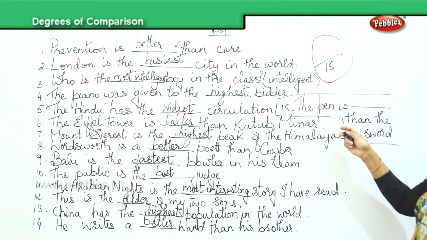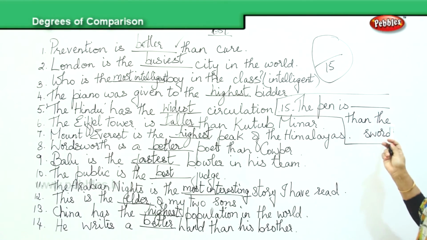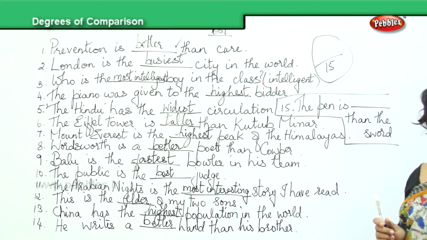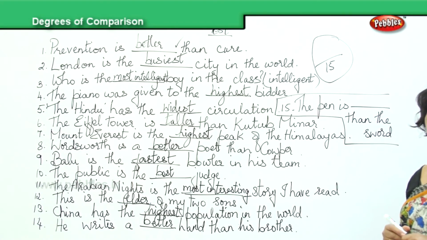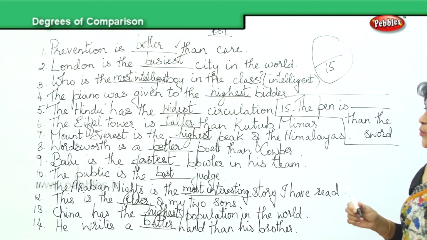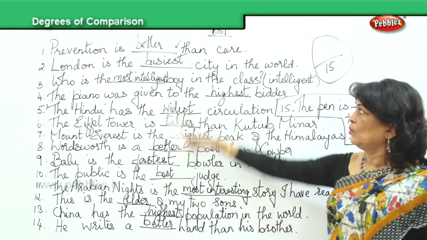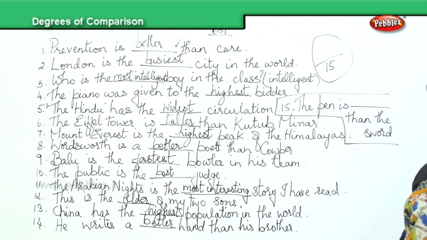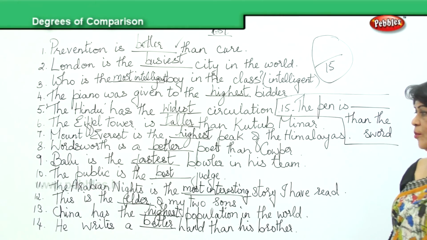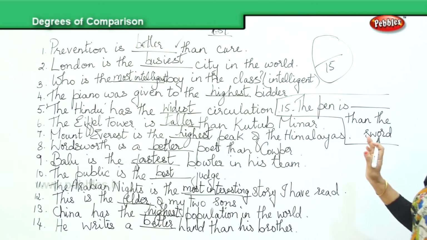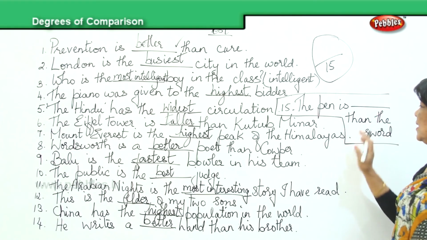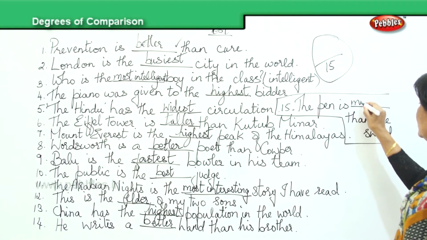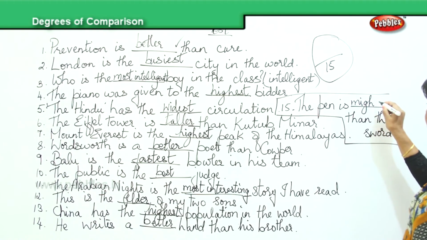Okay, the last one here, the pen is dash than the sword. So I just wanted you to know two different uses. Here also we have Wordsworth is a better poet than Cowper. And okay, now we'll come to this. The pen is mightier than the sword.